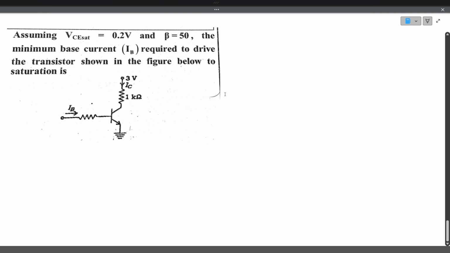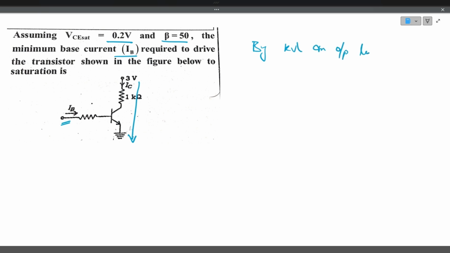Next question. Assuming VCE saturation is 0.2, beta is equal to 50, the minimum base current IB required to drive the transistor into saturation. So here what he's asking for is the minimum base current. So let's calculate that. If you apply the Kirchhoff voltage law in the output loop, by applying KVL in the output loop, VCC is equal to IC RC plus VCE saturation.